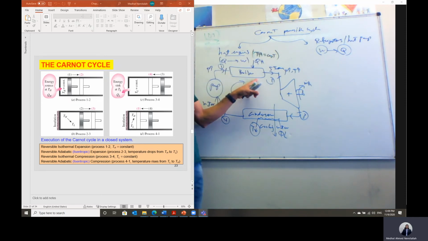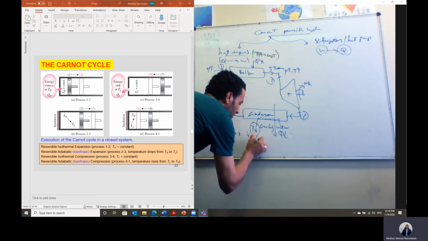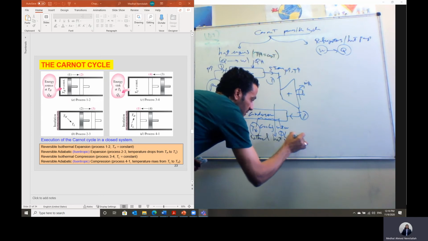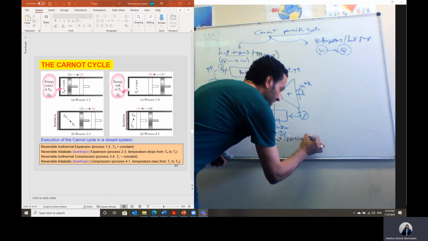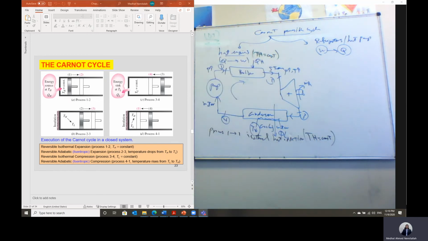We said we cannot add heat without temperature rise unless we have phase change. That means saturated water is converted from saturated liquid at state 1 to saturated vapor at state 2. That means heat is added under constant temperature while having phase change. So the process from 1 to 2 we call an isothermal heat addition process. That's why we can have this process reversible, and it is done at constant temperature. T high is equal to constant in this case.